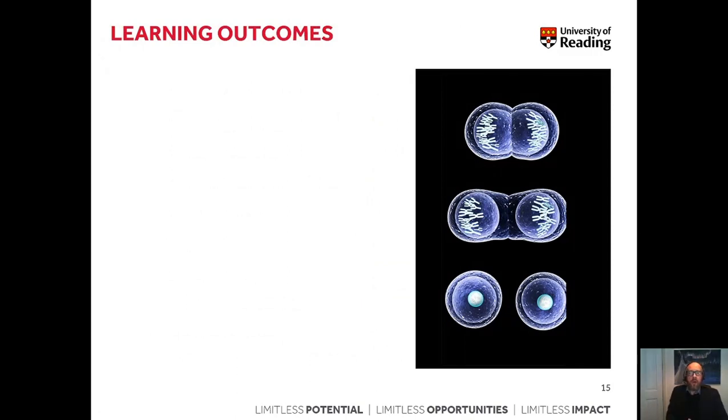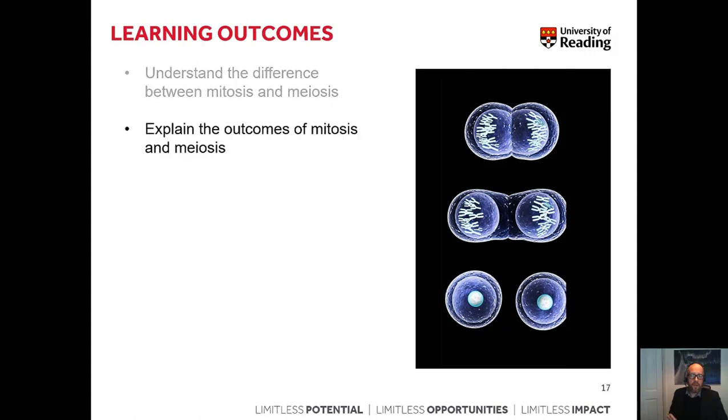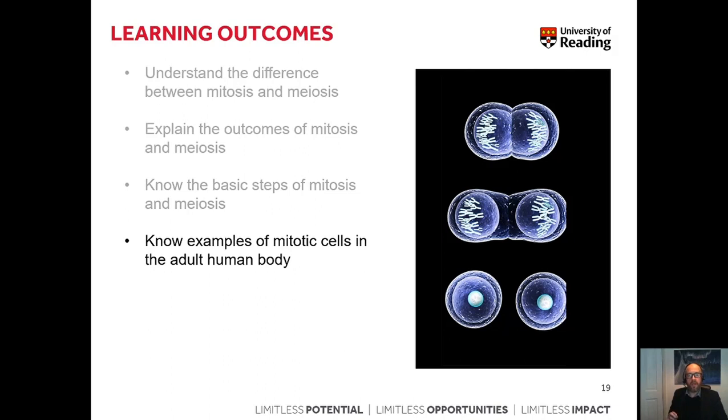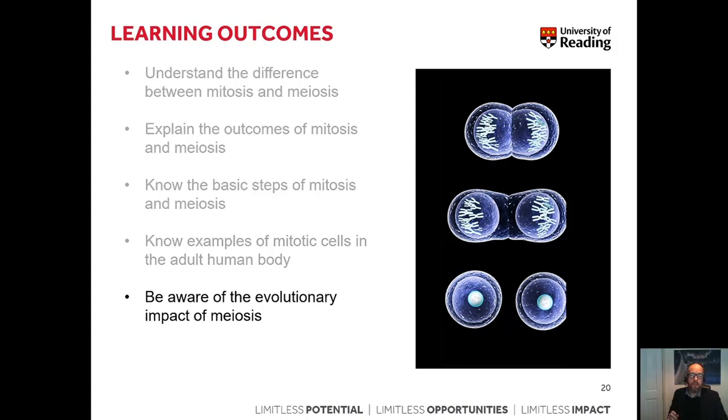So, what are the learning outcomes for this session? After watching all of those videos in this session, you should be able to understand the difference between mitosis and meiosis. In addition, you should be able to explain the outcomes of both of those processes in terms of number of chromosomes produced. You should know the basic steps of mitosis and meiosis, know examples of mitotic cells in the adult human body, and be aware of the evolutionary impact of meiosis, and also know how meiosis is actually contributing to development of certain genetic disorders.